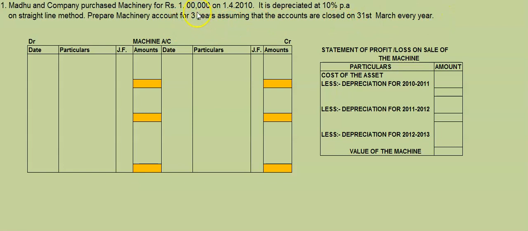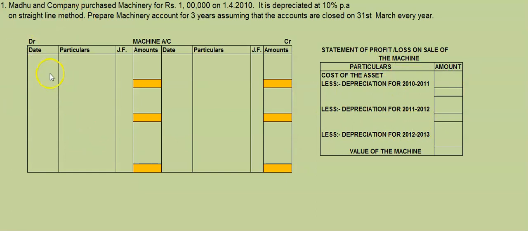So the important points here: cost of the machine is how much? 1 lakh. Rate of depreciation is 10%. And what is the method we are following? Straight line method. So straight line method is also known as fixed installment method. What method? Fixed installment method or original cost method. So three names are given: straight line method, fixed installment method, or original cost method are one and the same. So here in this, I'll show you the pro forma.